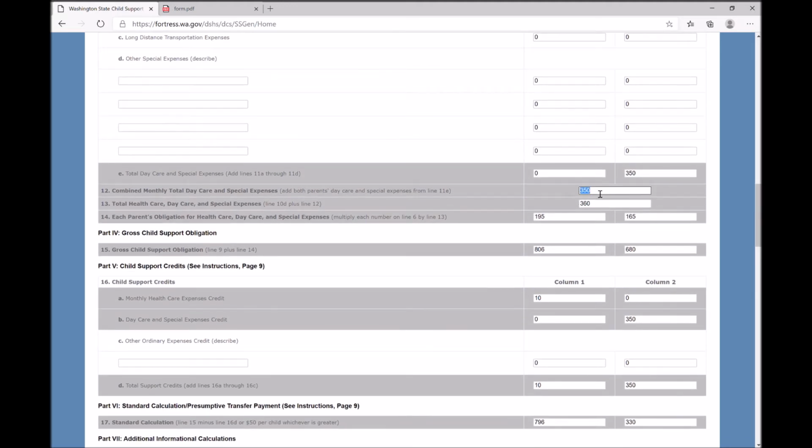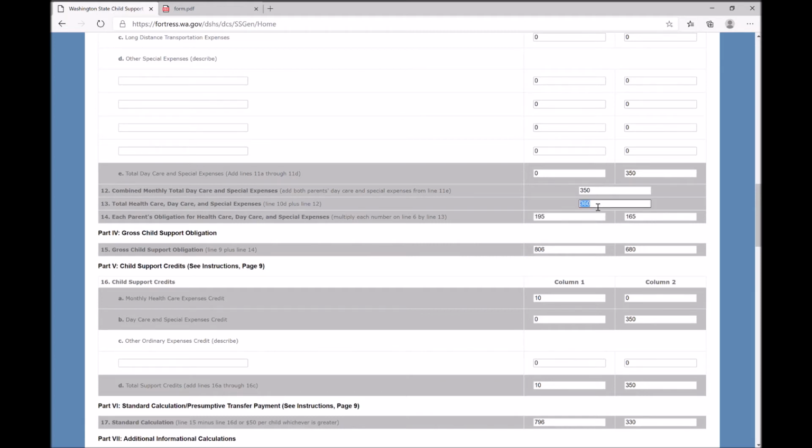We take the daycare expenses and the healthcare expenses, and the total obligation of the parents becomes $360. This is the total obligation the both of them are supposed to share. It just happens to be that $10 the father pays directly and $350 a month the mother pays directly. And we will deal with that a little later.